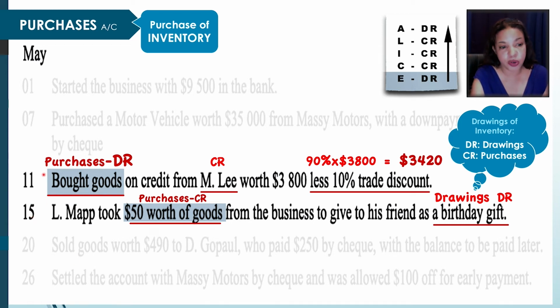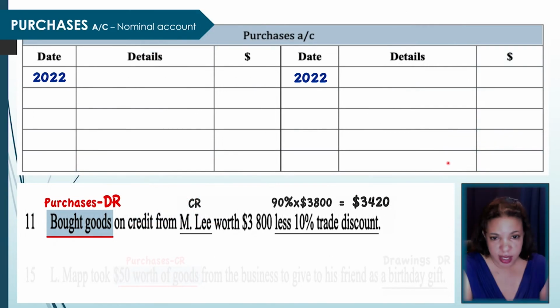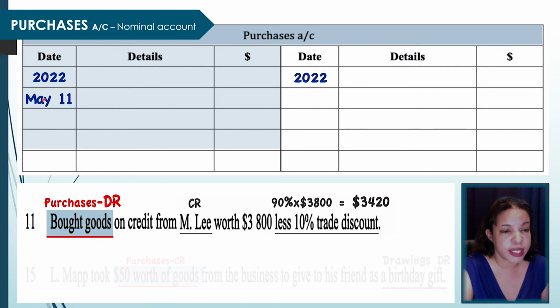As I said before, some of you could have done this one first and then gone and looked for the others. So we're in the purchases account. You have your year, and which side are we going on? The debit side of the purchases account. You put a little note here, so that will mean this side. You put your date, which is May the 11th. What is the detail?